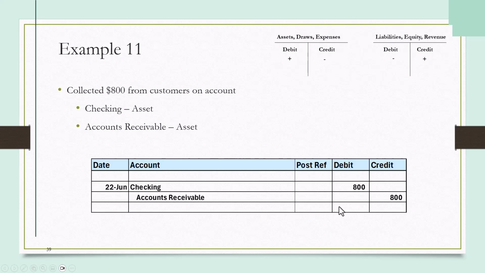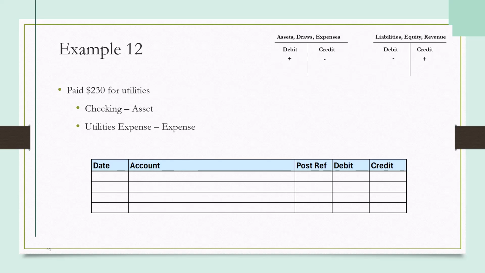We would not record the revenue again. We've already recorded that in the first entry. We are just showing here that the money was collected. And then you could put the account numbers and the explanation if you want to. Okay, let's go to the next one.